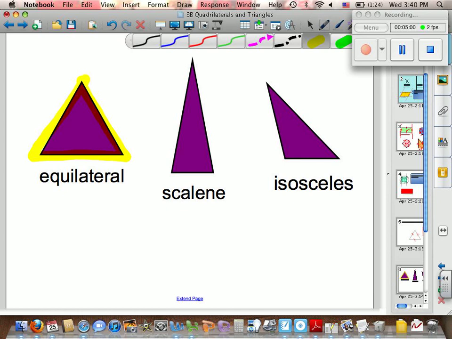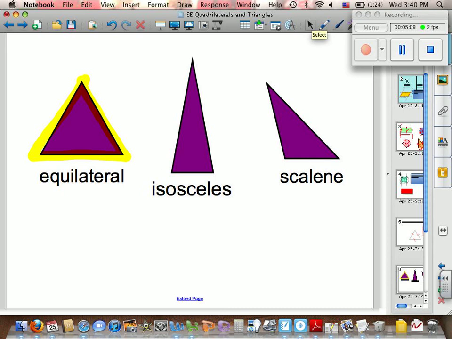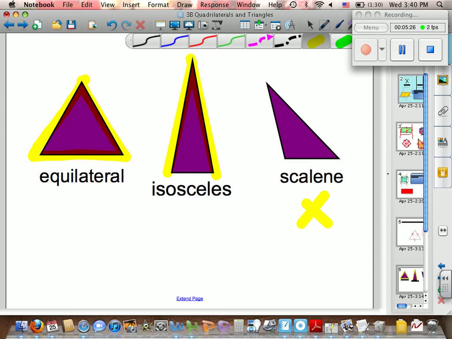A scalene triangle. Whoops, look at that. I have them marked wrong. But we can fix it. An isosceles triangle has two sides that are equal in length. And the third side on that triangle is not equal, so we call that isosceles. And a scalene triangle does not have any equal sides. All three sides are actually different lengths.